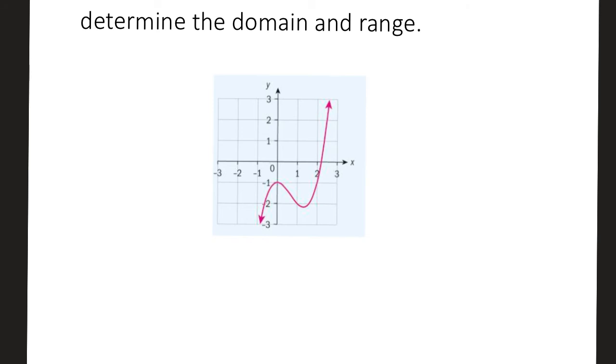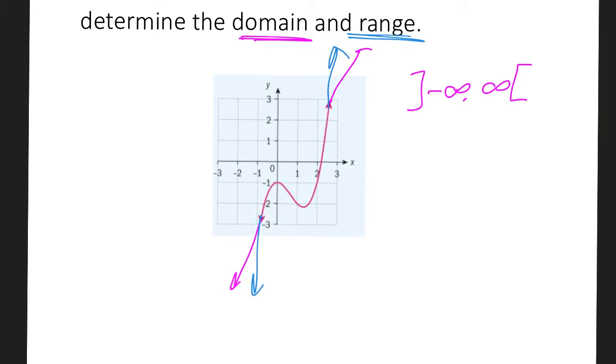Here we go. So the domain and the range. Domain is from left to right. This goes forever to the left. This goes forever to the right. So it's going to be from negative infinity to positive infinity. And if I switch colors, the range, right, this goes up forever. This goes down forever. It's also the same. It's negative infinity to positive infinity.